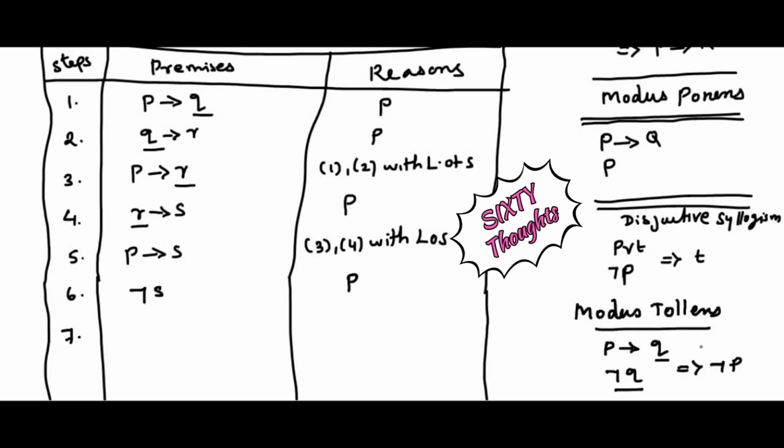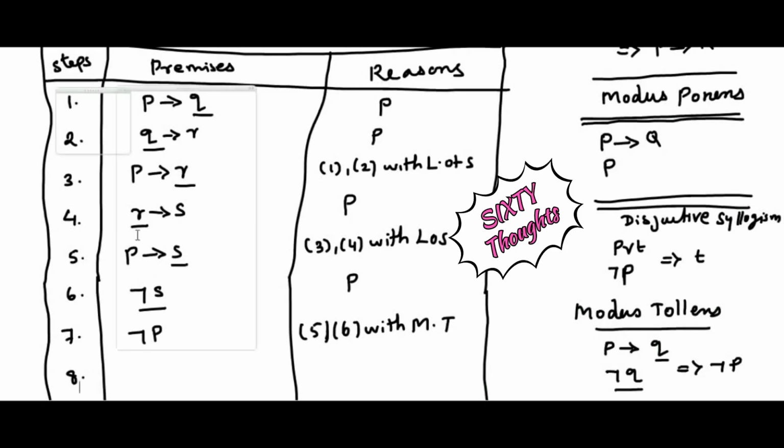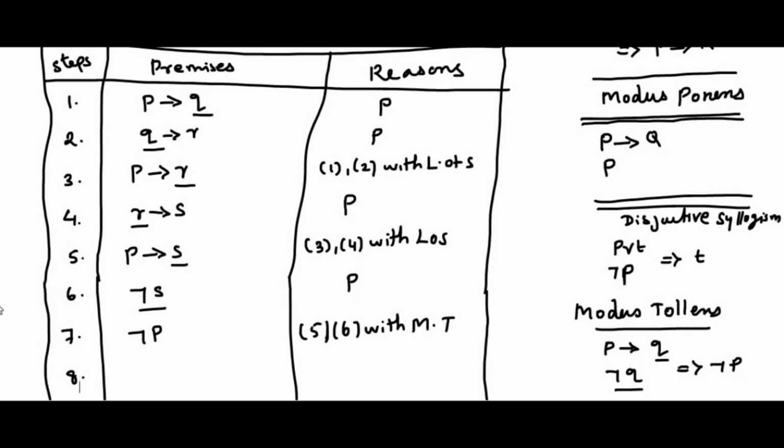I am going to apply the modus tollens law to step number 5 and 6. Here we see P then S. What is the Q value? S. What is negation Q value? Negation S. So using step number 5 and 6 with the help of modus tollens law, here we get negation P. So next step, step number 8. Still using steps up to step number 7, we are unable to prove the statement.